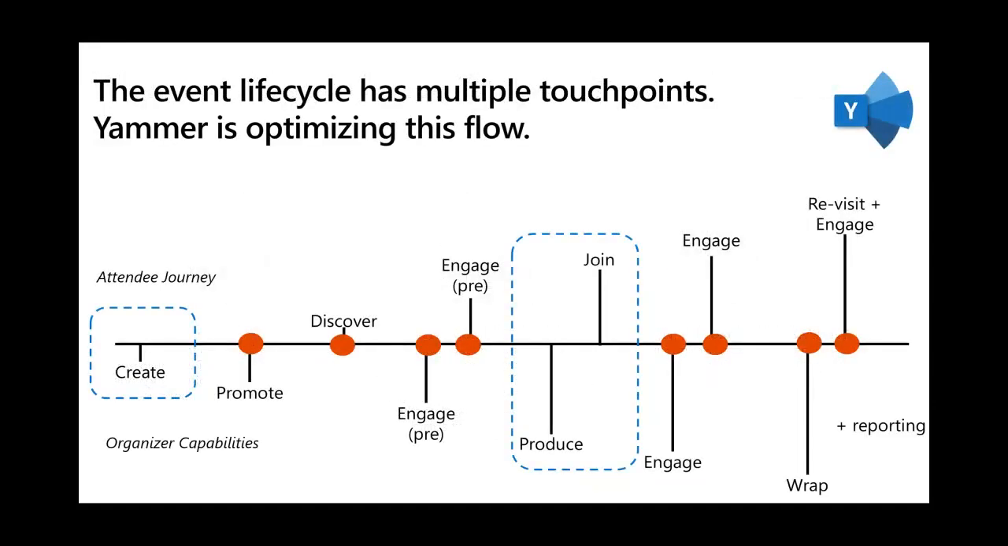So let's talk about the life cycle. The event life cycle has multiple touch points, and we're sharing this here for you to see how Yammer is thinking about live events. We've invested a lot over the past year and a half in the create, produce, and join experience, and we're super pumped about that. But you can see innovation in each of these areas coming up in the coming months and year. How can we bring that end-to-end experience to all of our customers? Next slide.